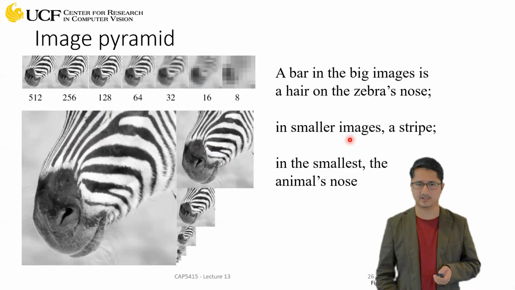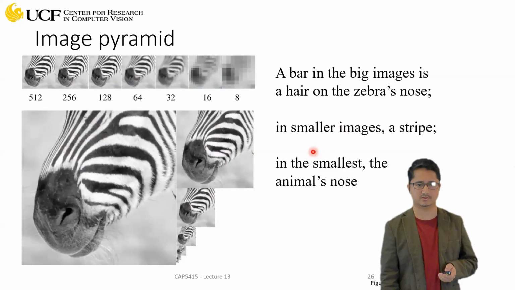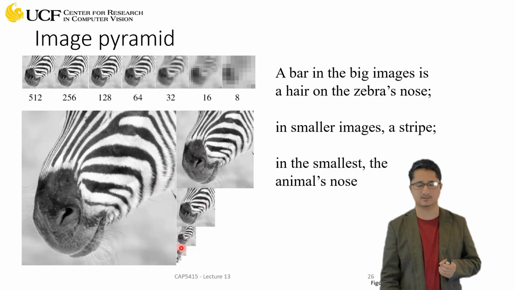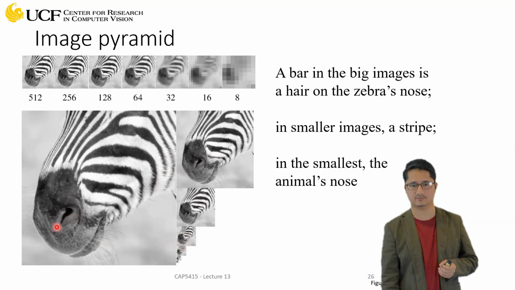But if you try to look at the local level features that you're going to get from these image pyramids. Now, if you look at this bigger image, right? It could be that one pixel is maybe one stripe here, right? Or it might be reducing. And as you reduce the resolution, it could be that one pixel is just representing maybe the nose of the zebra.